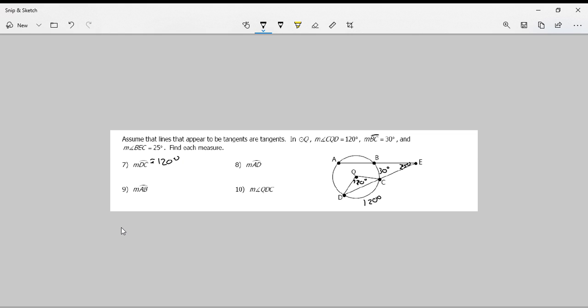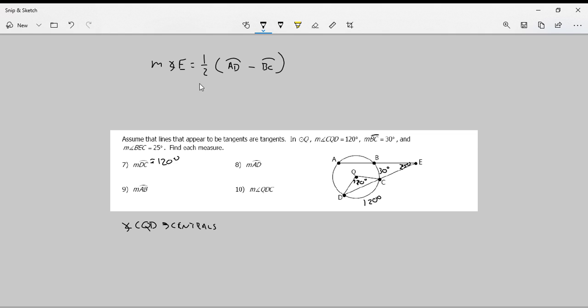And again, why? Well, angle CQD is central. And for central angles, the measure of a central angle is equal to the measure of its intercepted arc out here. Okay, so they want to know AD. Right, so we're gonna have to work a little bit backwards here. We know that the measure of angle E is equal to 1/2 arc AD minus arc BC.